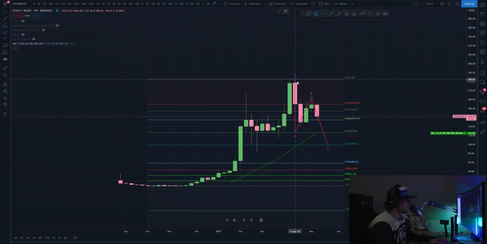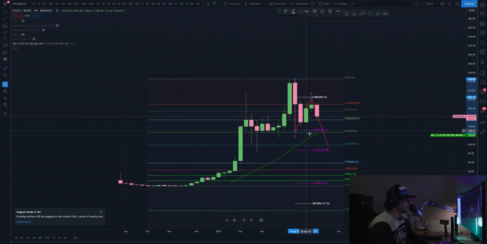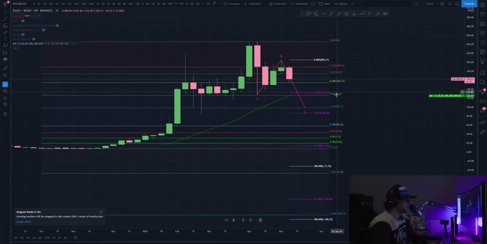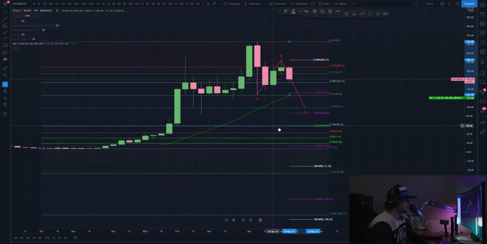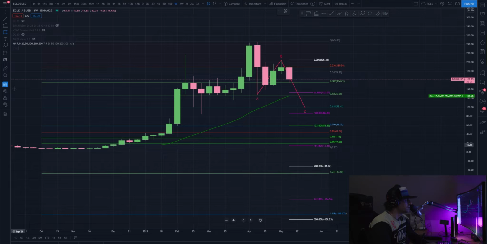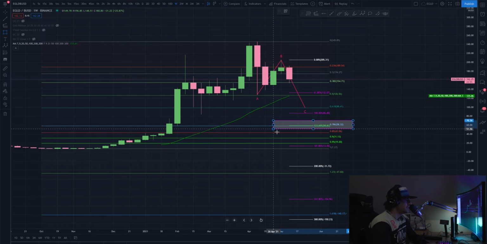Okay, and you grab the top. I'm going to lock this with a magnet. Grab the top, grab the bottom, grab the top of B, and now you have the 61.8 and the 100 and the 123. I'm just going to put it right here. And also you have the 161.8. And now we see that we have a beautiful correlation right here at 58 bucks.